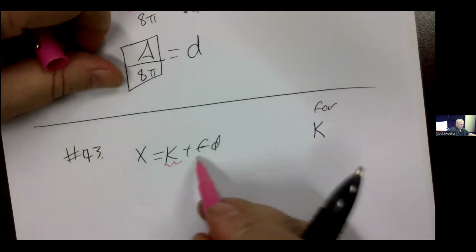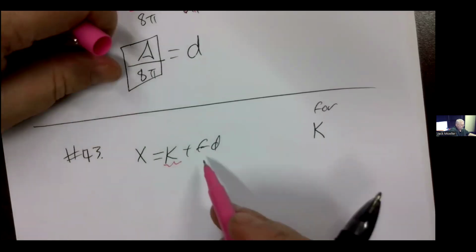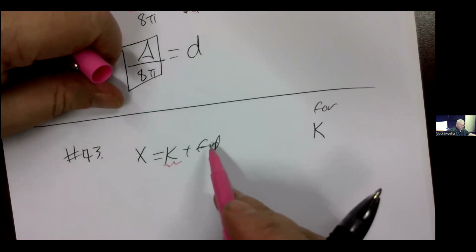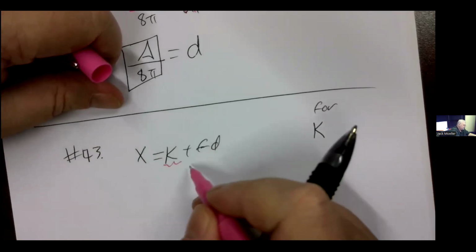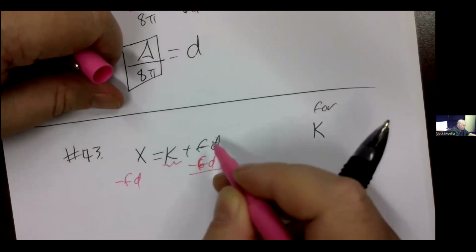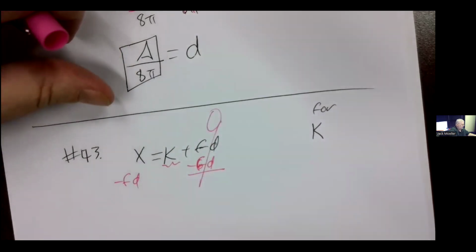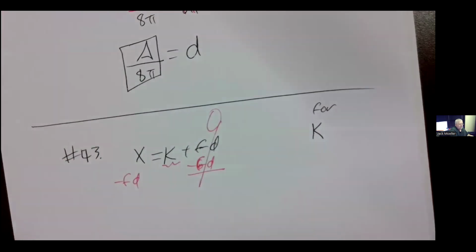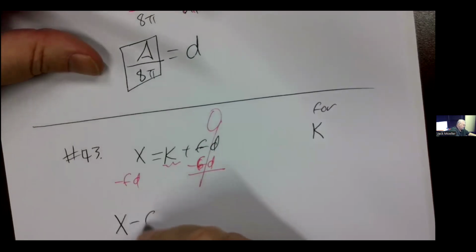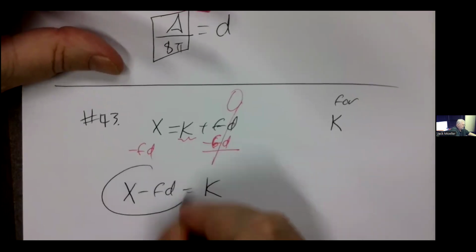So what do we do with this FD? Well, this is plus FD. So to get that whole term over, it's added, so we need to subtract it. So we subtract FD. FD minus FD is 0. That's why we did it. Now on this left-hand side, how do you deal with X minus FD? Well, the answer is you don't do anything with it because they're unlike terms. So it's just X minus FD, nothing else to be done. You have K by itself.